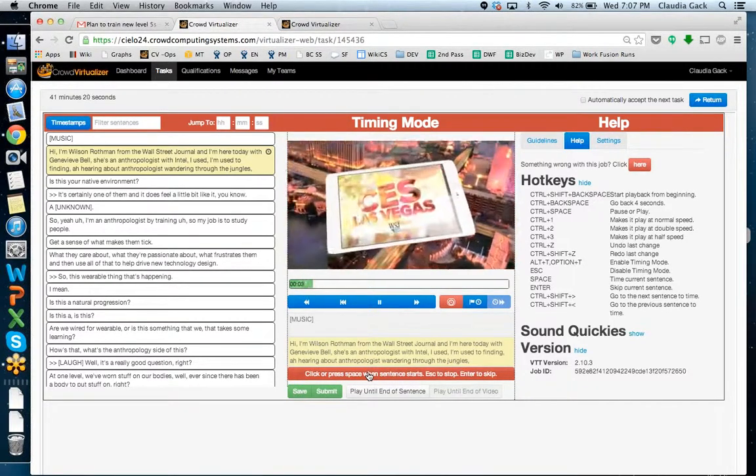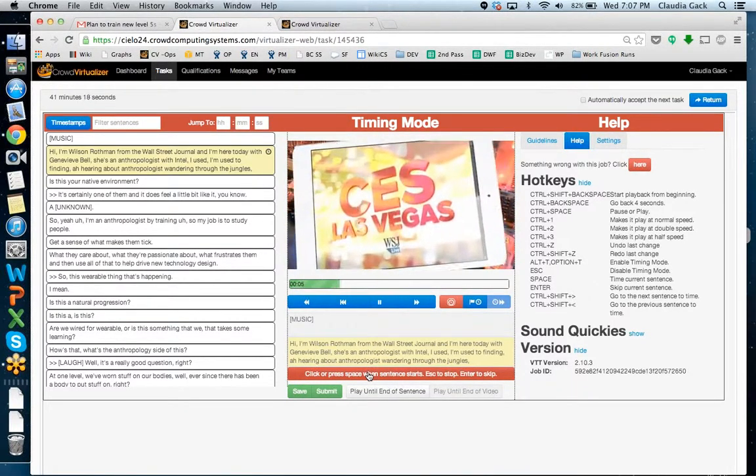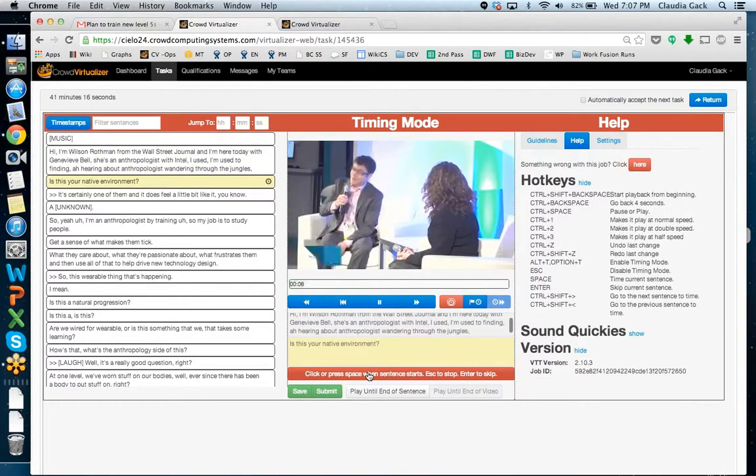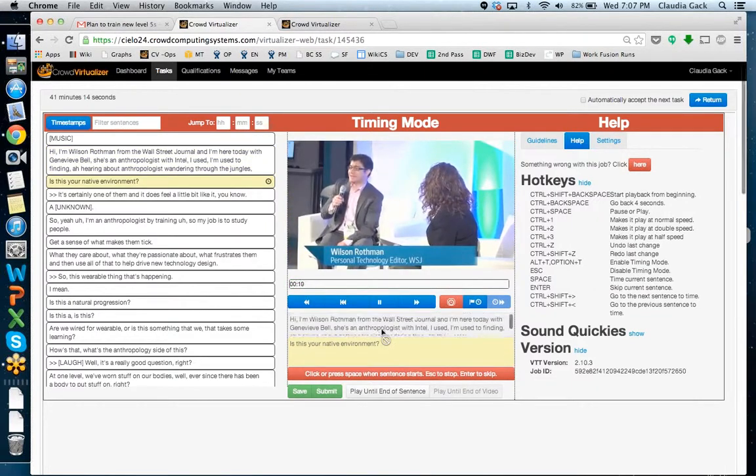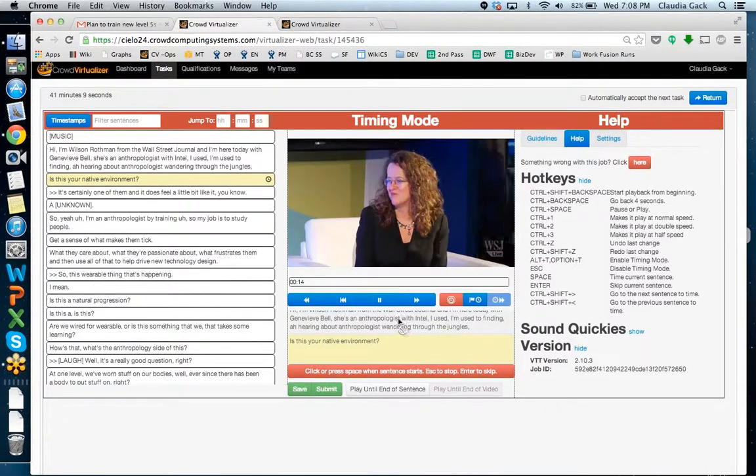Music is playing. I will not hit anything until he says, hi, I'm Wilson Rothman. Hi, I'm Wilson Rothman from the Wall Street Journal, and I'm here today with Genevieve Bell. She's an anthropologist with Intel. I'm used to finding or hearing about anthropologists.